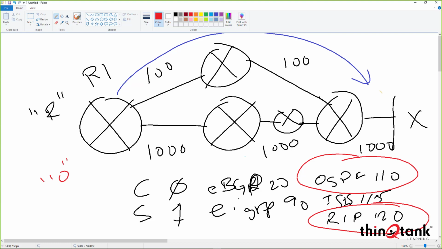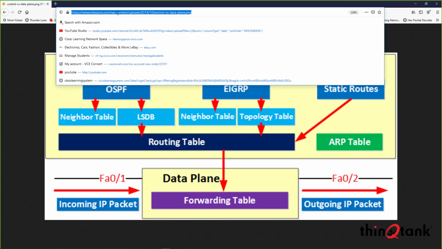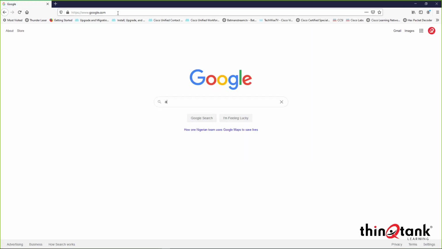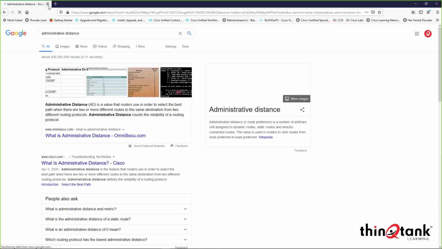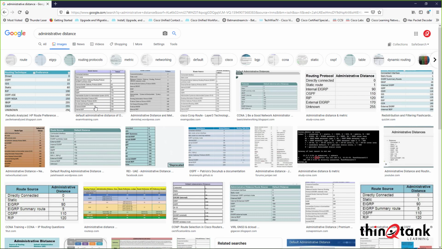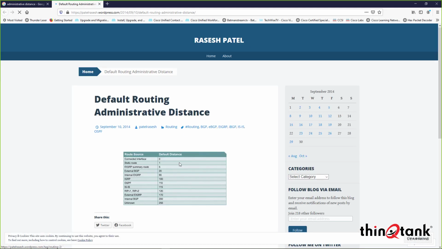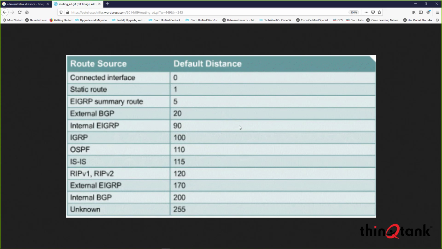Keep in mind, the only time administrative distance comes into play is if we're learning about the exact same route from 2 different information sources. All right? It is not used as a tiebreaker if the routes are different. Administrative distance is a value that we use when we have the exact same route from 2 different information sources.